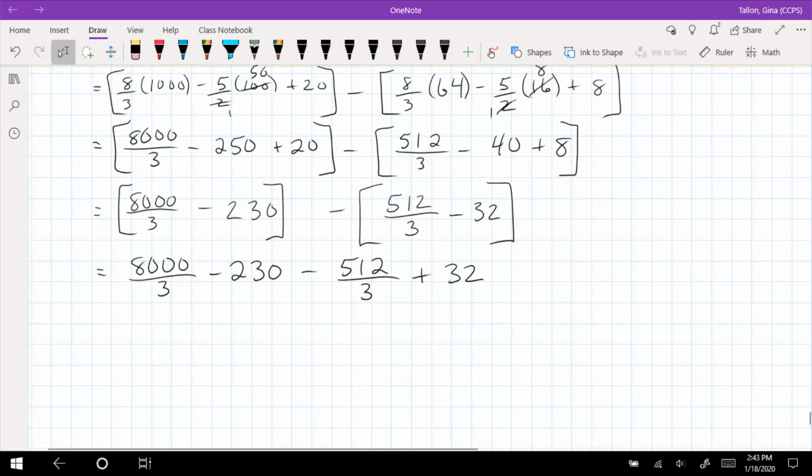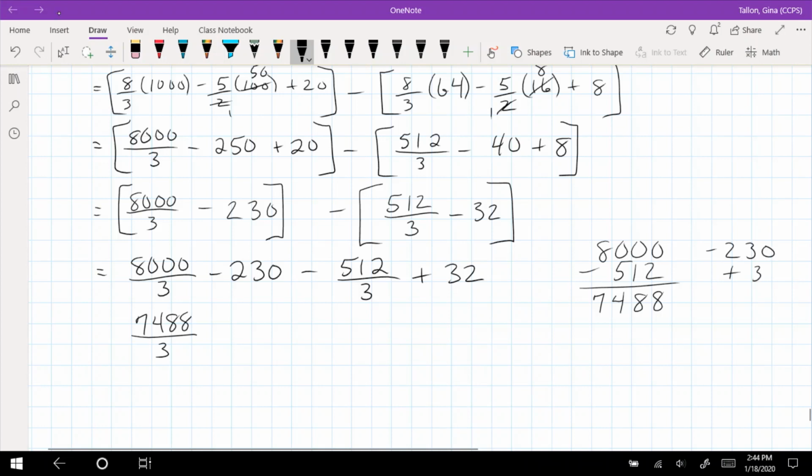Okay? Now I'm going to go to the side and I'm going to say, what's 8,000 take away 512? So it's 7,488, I do believe. 7,488 over 3 still. And I have a negative 230 with a positive 32. This is going to give me a negative 198. So minus 198. Now, I could hit this two different ways. I think what I'll do is I'll just multiply this 198 by 3 over 3.